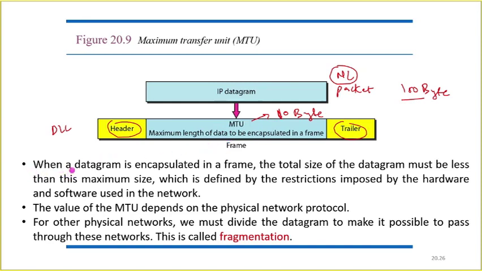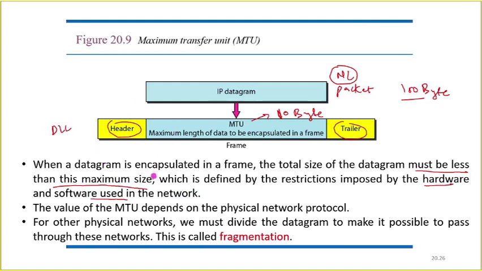So when a datagram is encapsulated in a frame, the total size of the datagram must be less than this maximum size, that is the MTU. The maximum size of the encapsulated data in the frames is defined by the restrictions imposed by the hardware and software used in the network. So for different software and hardware, there are different MTU values.